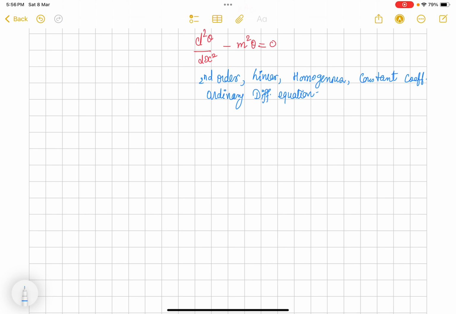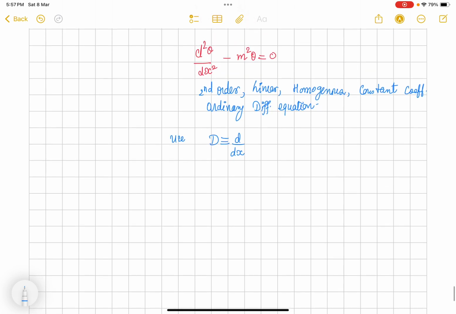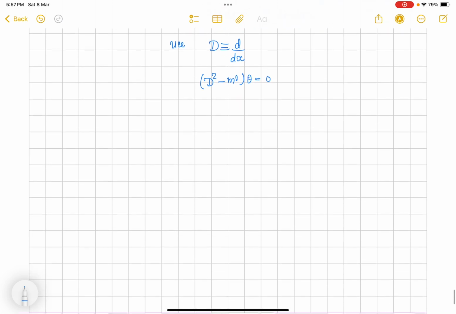Right. So we know from the mathematics that we can define this capital D as d/dx. You can use any mathematics book. So we can define it like that. So we will have D square minus m square times theta is equal to 0. So the solution of this will be D equals minus m, plus m.